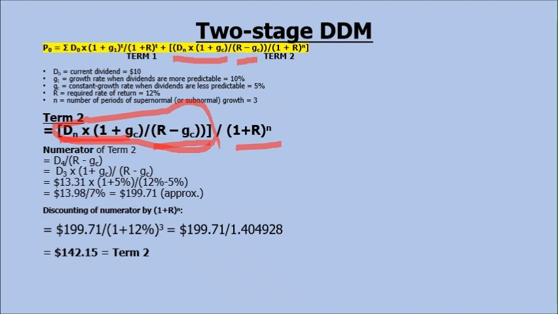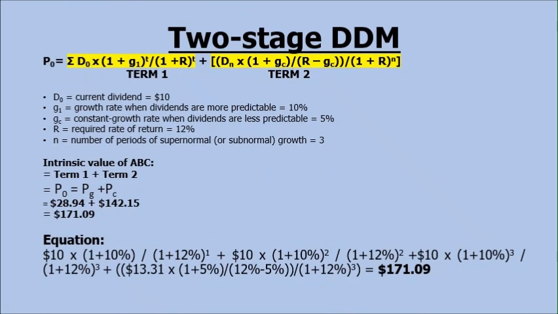We know that D3 is $13.31, which we had calculated earlier. We multiply that with 1 plus 5% and divide by 12% minus 5%. And we come to a figure of $199.71. This figure, $199.71, is the intrinsic value of the share at n years based on the constant growth model. This has to be discounted by 1 plus R to the power n to get the value of term 2 as follows: $199.71 divided by 1 plus 12% raised to the power 3. This comes to $142.15. Therefore, the intrinsic value of ABC is equal to term 1 plus term 2. That is $28.94 plus $142.15, which comes to $171.09.